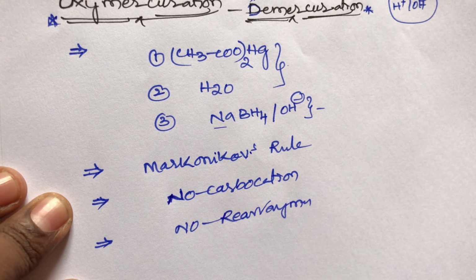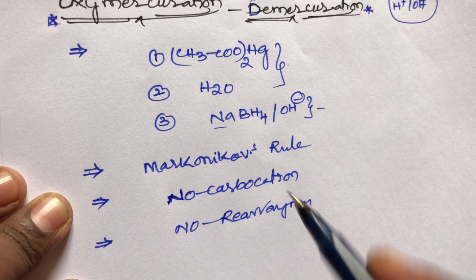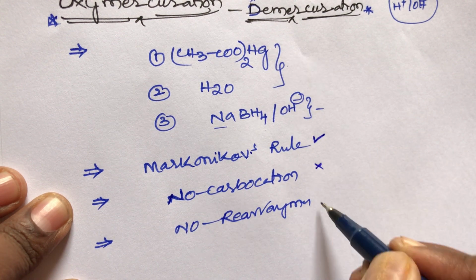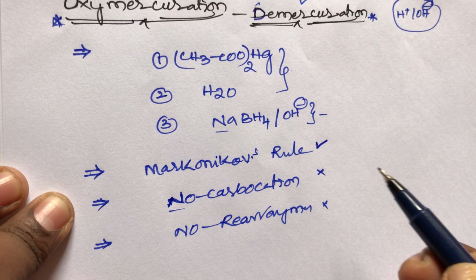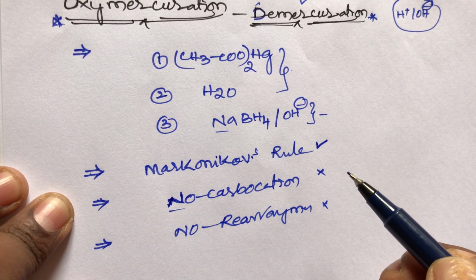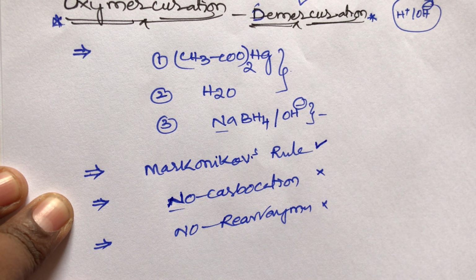According to the Markovnikov rule, carbocation is formed and rearrangement is possible. But here oxymercuration, demercuration follows the Markovnikov rule, yet these two are not formed. There is no carbocation, there is no rearrangement, but it simply follows the Markovnikov rule. According to the Markovnikov rule, the negative part of the substance attacks the carbon which contains fewer hydrogens, and the positive species attacks the carbon which contains more hydrogens. That is the Markovnikov rule, student.